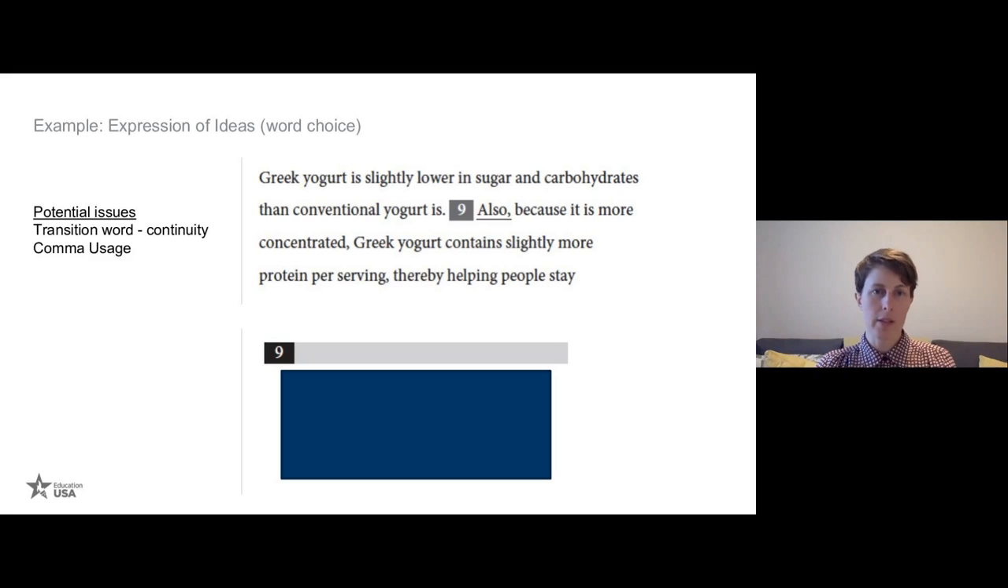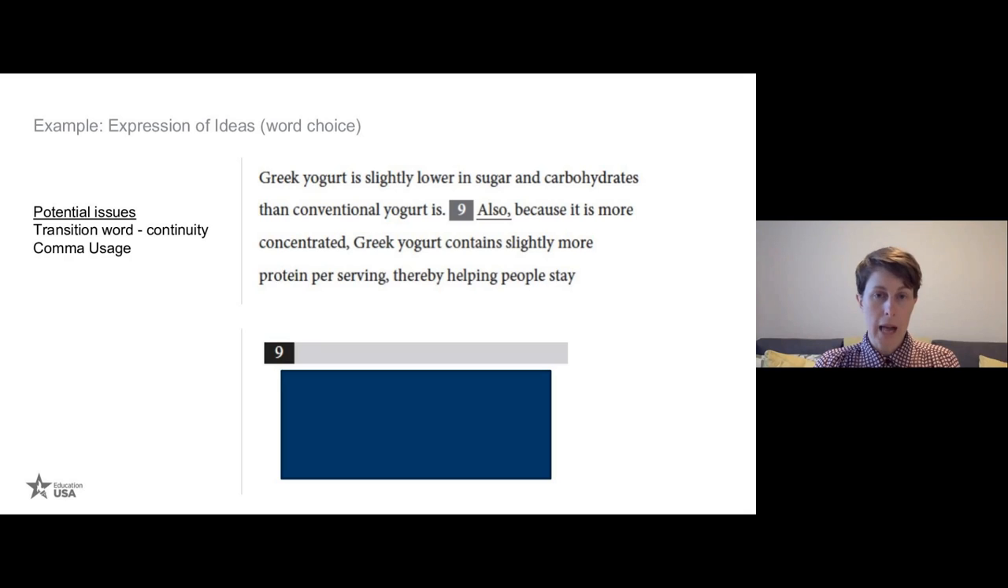So in this case, it's a passage about Greek yogurt. Greek yogurt is slightly lower in sugar and carbohydrates than conventional yogurt is. Also, because it's more concentrated, Greek yogurt contains slightly more protein per serving, thereby helping people stay, blah, blah, blah. Again, if you've got your test in front of you, you can see the rest of the passage there. But typically just the sentence before and the full sentence after is enough to answer this question, right? Because you just need to link the two together.